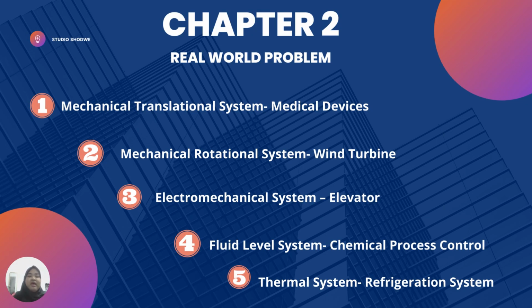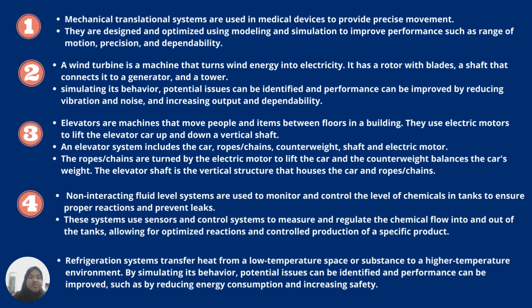So for chapter 2, we have a real problem, which is mechanical translation system, medical device, mechanical rotation system, wind turbine, electromechanical system, elevator, fluid level system, chemical process control, and thermal system, refrigeration system. So we take a look at mechanical translation system are used in medical device to provide persistent movement. They are designed to optimize using modeling and simulation to improve performance such as range of motion, precision, and dependability.